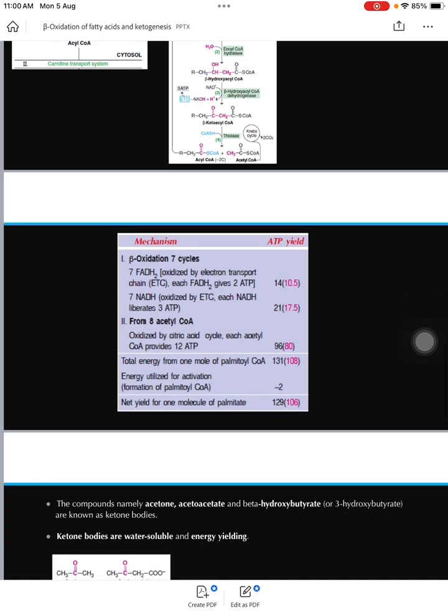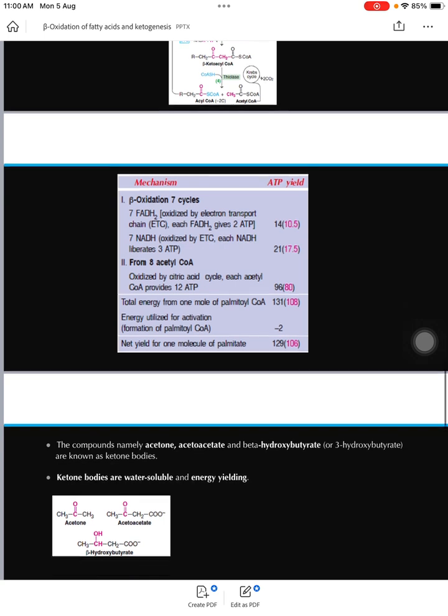this, 14 and 21 ATPs will be formed through electron transport chain and oxidative phosphorylation. At the end of 7 cycles of beta oxidation, 8 acetyl-CoA will be synthesized. And through these 8 acetyl-CoA, 96 moles of ATP will be yielded.